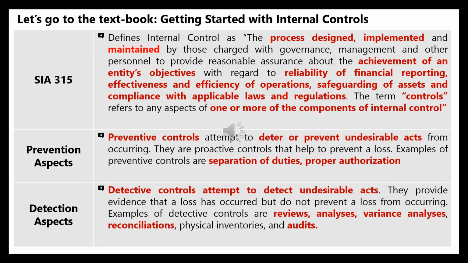Now looking at detection aspects, detective controls attempt to detect the undesirable acts. They provide evidence that a loss has occurred, but they do not prevent a loss from occurring. Some of the most common examples you would see in a business: variance analysis, reviews happening, reconciliations, and even internal audit.